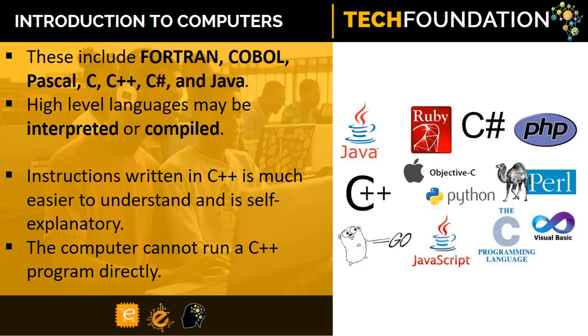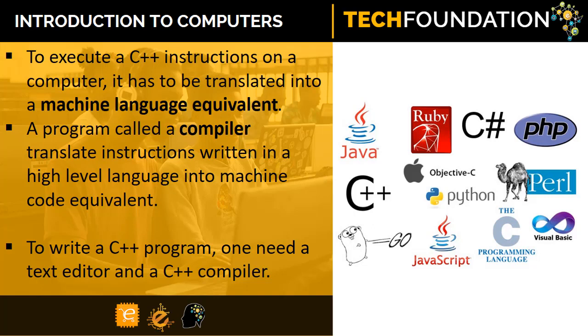However, again, like assembly language, the computer cannot run C++ programs directly. To execute a C++ instruction on a computer, it has to be translated into a machine language equivalent. For assembly language, we use a program called an assembler. For C++, we use a program called a compiler, which translates the instructions written in the high-level language into a machine code equivalent. To write a C++ program, one needs a text editor and a C++ compiler.